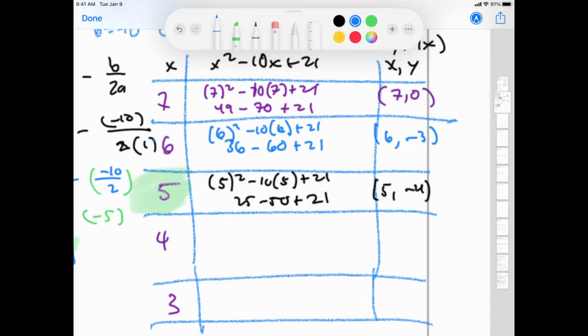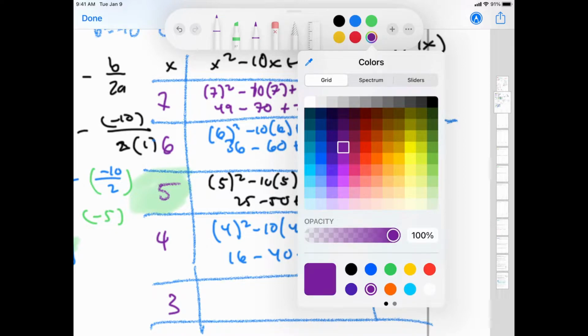And let's go back to blue. 4 squared minus 10 times 4 plus 21. I get 16 minus 40 plus 21. So that gives me negative 24 plus 21 gives me negative 3. 4 comma negative 3. And then our last one, just putting in there 3.